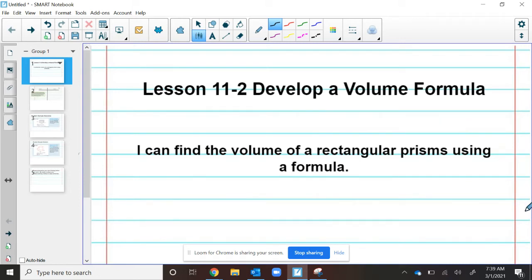Hello, fifth graders, and welcome to lesson 11-2, develop a volume formula. Our I can statement for this evening is, I can find the volume of a rectangular prism using a formula. Please pause your video and write down the lesson name and I can statement in your math journal. You may hit play when you are ready to go.